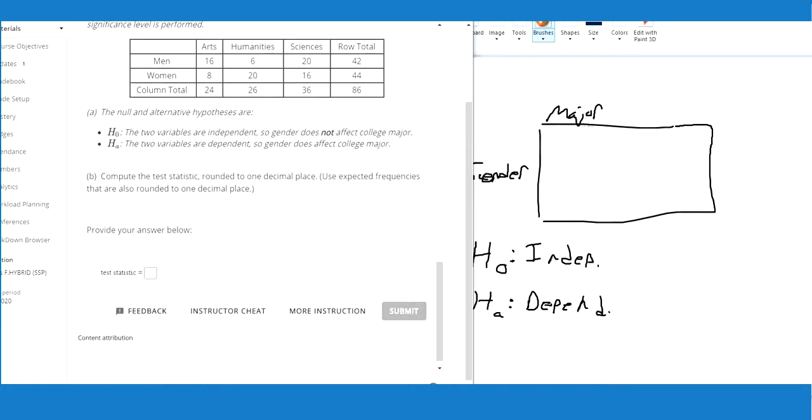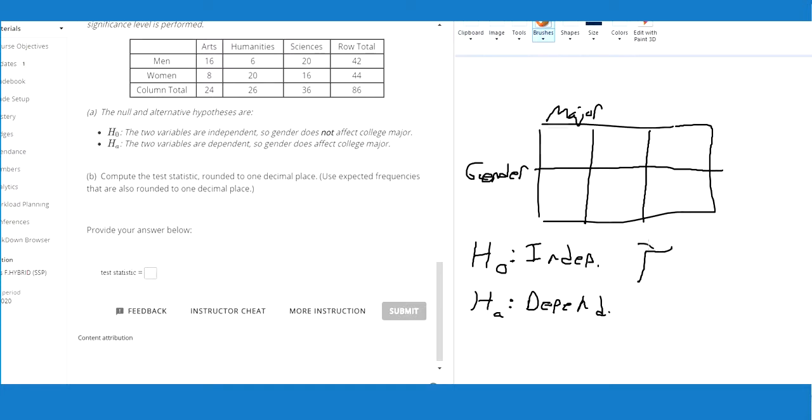Now we've got to calculate the chi-square test statistic. That's going to take a little bit of time because we need to find the expected value for each one. The test statistic is found by taking every observed value, meaning like the 16, the 6, the 20, subtract it by its corresponding expected value, square that difference, and divide by the expected value. So we need these expected values.